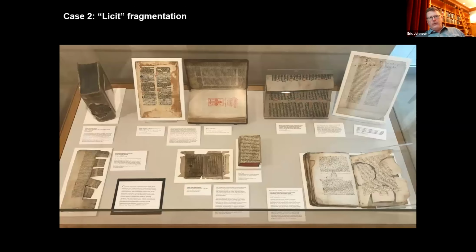And we then move on to the next case, case 2, which is just examples of licit fragmentation of different types. So you can see here a whole range of things, from spine liners to paste downs to book covers.